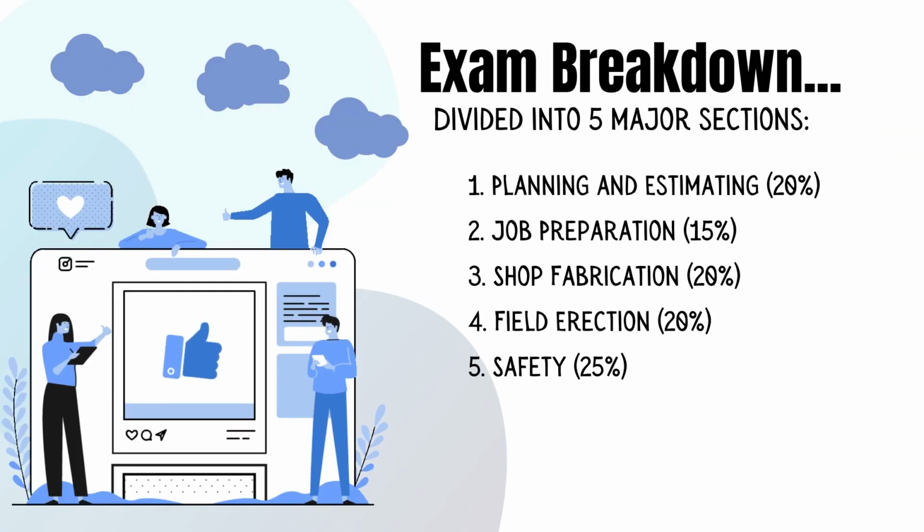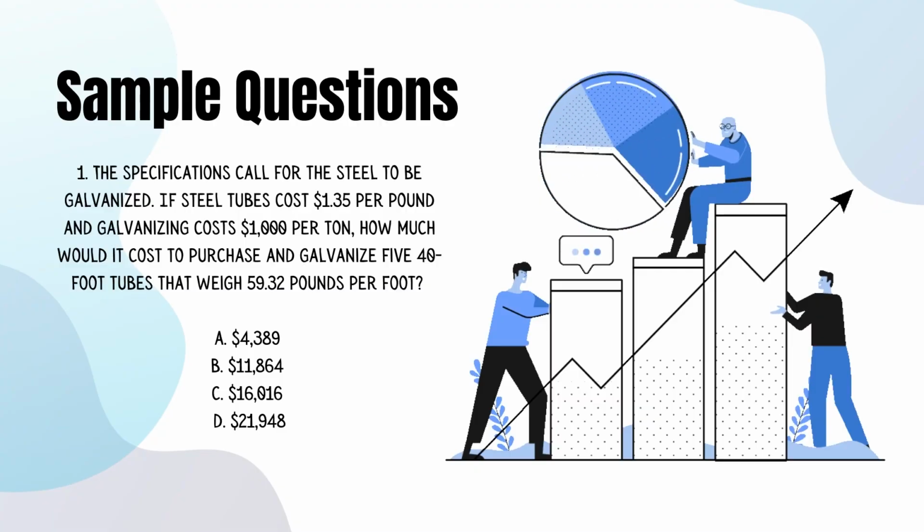Let's take a look at the way the exam is broken down so that you know what to study for. The exam for a structural steel contractor is broken down into 5 major sections. Planning and estimating is about 20% of the questions, job preparation 15%, shop fabrication 20%, field erection 20%, and safety questions coming in at 25%. So let's take a look at those sample questions.